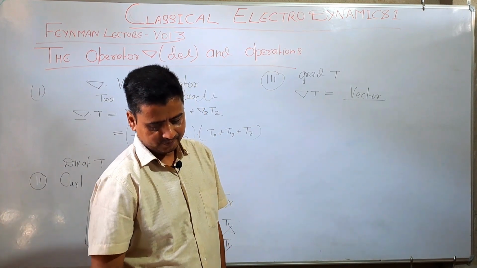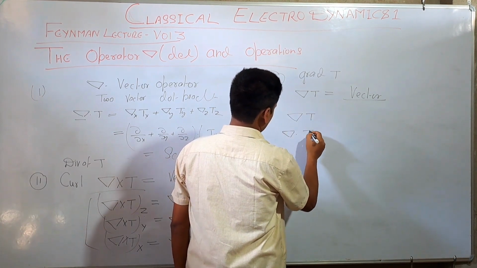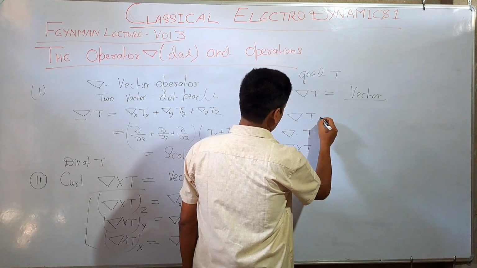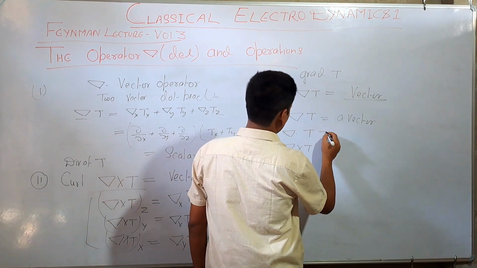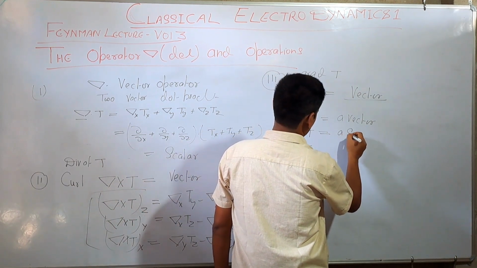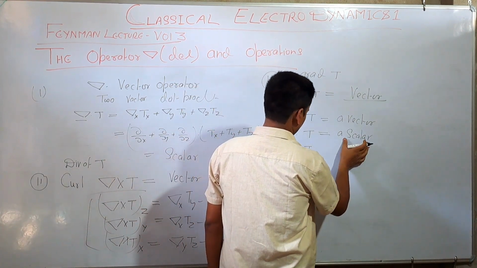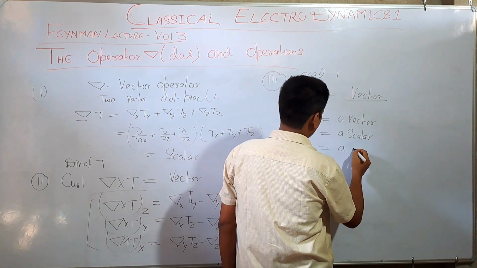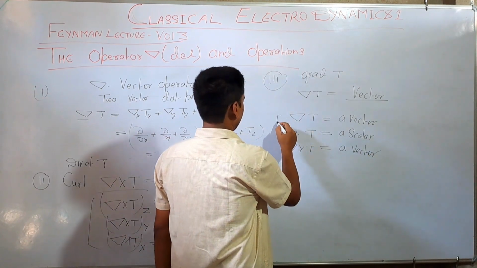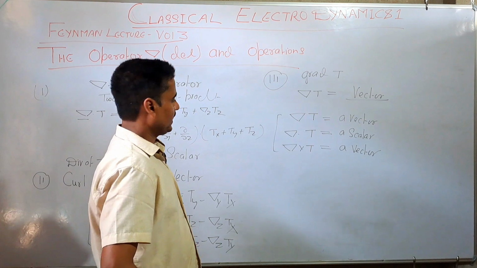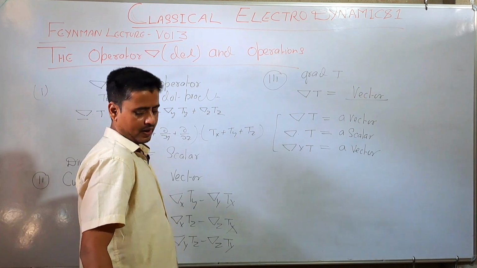Now in summary, gradient of any field will give a vector, divergence of any field will give a scalar as output, and curl of any field will give us a vector as output. So three kinds of operation. And now we can use this operator to write the four Maxwell electromagnetic equations.